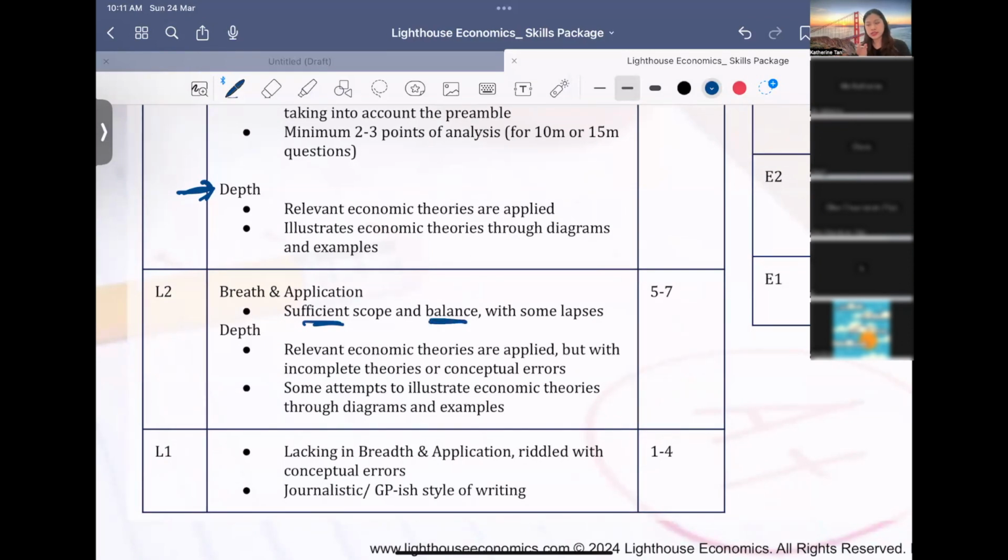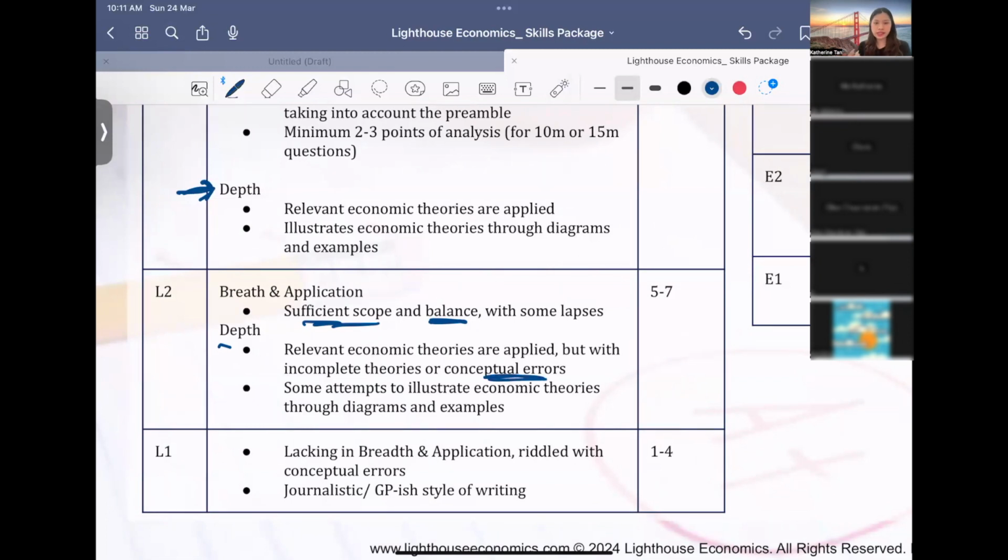Everyone knows that discuss questions need some form of balance, so you do have some balance. You try to have a thesis and antithesis. Usually you're not just lacking in scope, you'll be lacking in depth. So maybe in the essay, as long as you write anything with some small conceptual error, and it seems like you don't really understand what you're writing, you fall into L2.